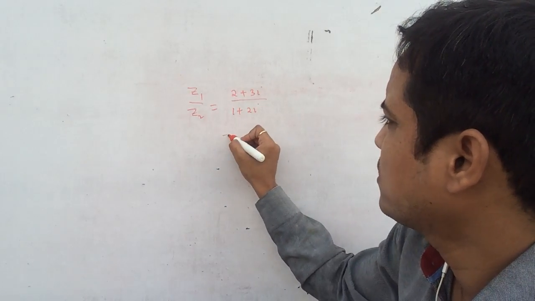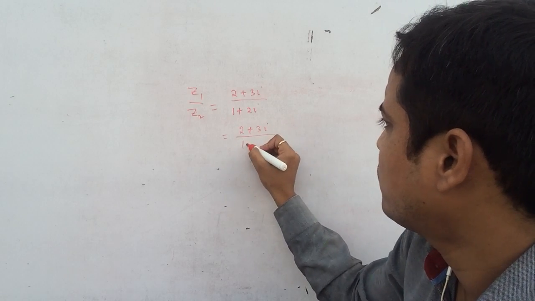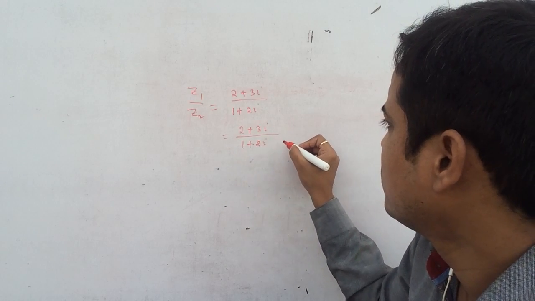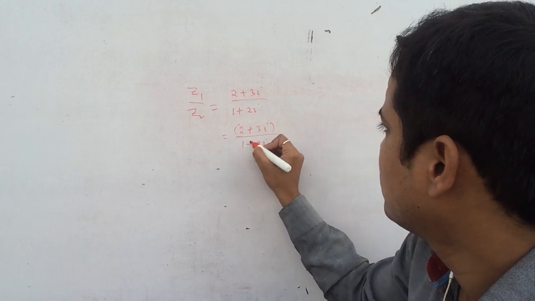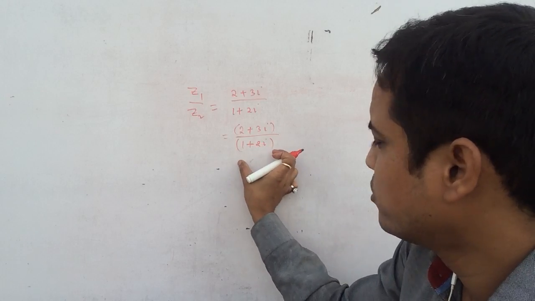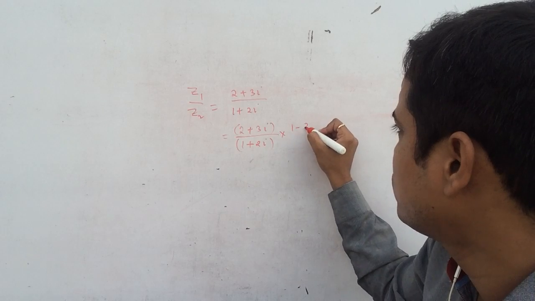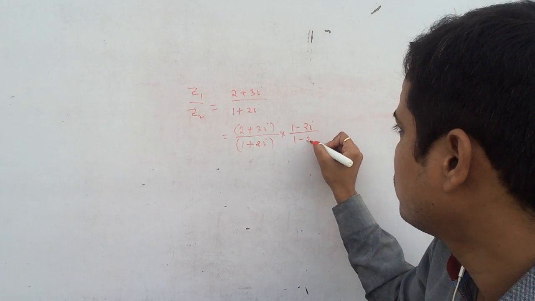Yes, division is possible, but you need to represent it like this. We have to multiply and divide by the conjugate of the denominator, which is 1 minus 2 iota upon 1 minus 2 iota.